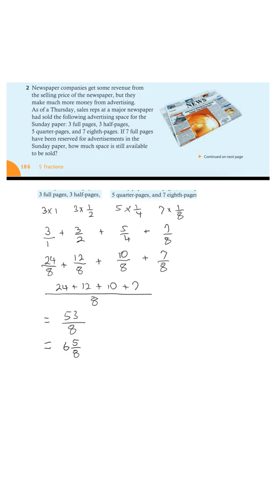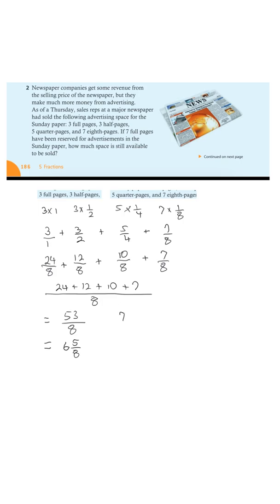Now, how do we actually answer the question? The question says, how much space is still available to be sold? Well, they have 7 pages and they've already sold on Thursday 6 and 5 eighths. Okay, so we've got 6 and 5 eighths. We know that there are 7 full pages available in the Sunday newspaper. They've already sold 6 and 5 eighths pages. So we need to find the difference of those two.